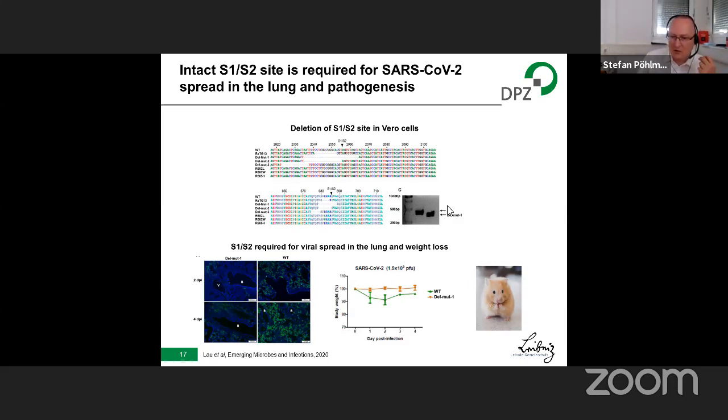Many researchers find that if you grow SARS-CoV-2 in Vero cells, it loses its S1/S2 site because it uses this alternative activation pathway. And now if you take this virus and put it into lungs, you see that it is much less able to grow and is less able to make animals sick. For these studies, the hamster model was used, clearly providing evidence that an intact S1/S2 site is required for SARS-CoV-2 spread and pathogenesis in vivo.